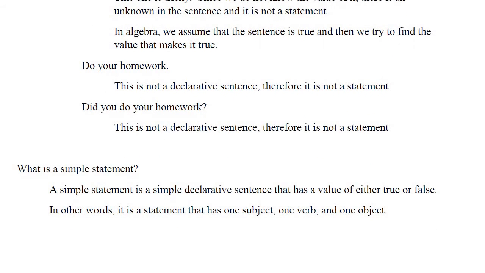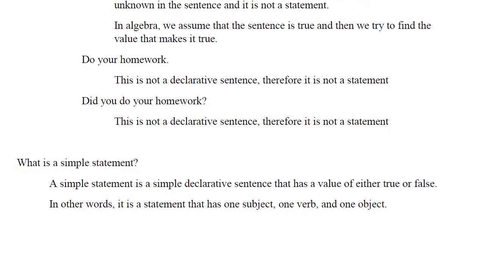Alright, so our next definition is a simple statement. A simple statement is a simple declarative sentence that has a value of either true or false. In other words, the statement has one subject, one verb, and one object. That's what a simple sentence is. So a simple statement is a simple declarative sentence, with one subject, one verb, and one object, and it has a value of either true or false.